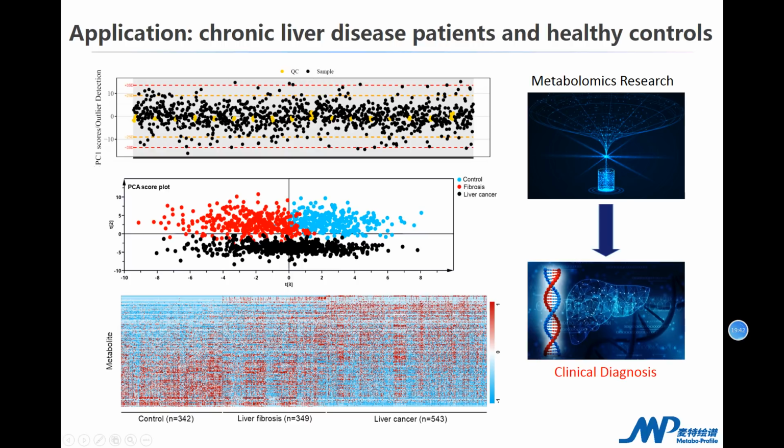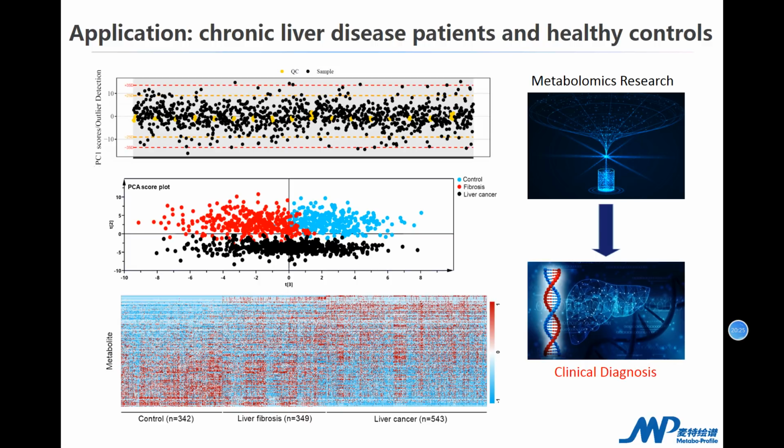As shown in this figure, the score values were all within one standard deviation, which suggests that the data were robust and suitable for further analysis. Here the yellow spots are QC samples and the black spots are every clinical sample. The PCA model of all the samples shows a clear separation of the three groups. The blue is control sample, the red is HBV with fibrosis, and the black is liver cancer patients.